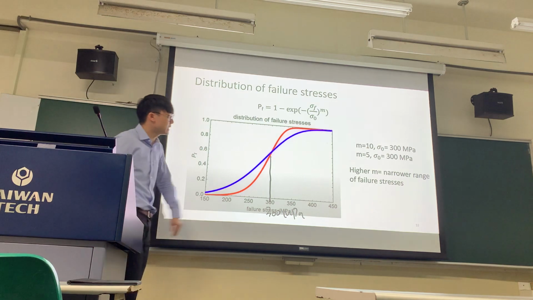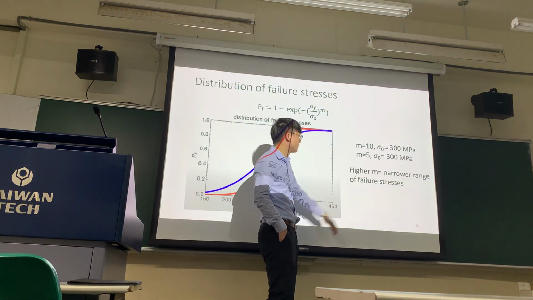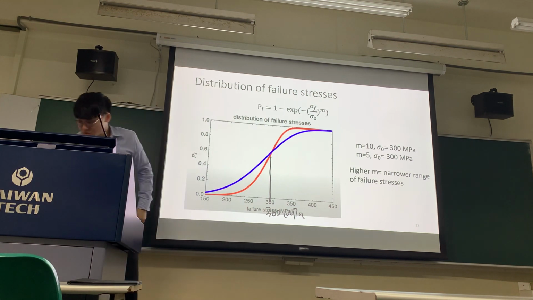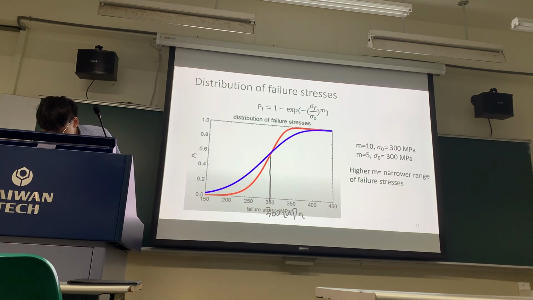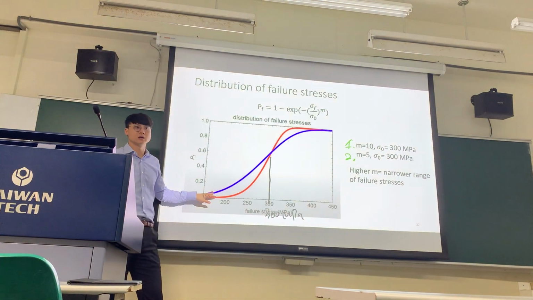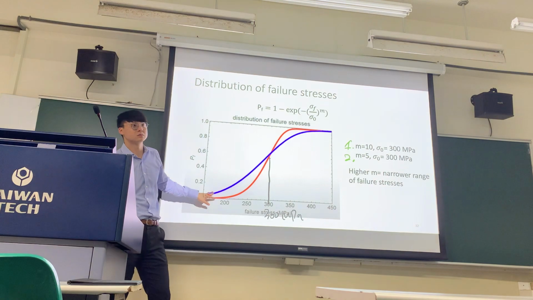So when you say higher n means a narrow range of failure stress. So you have data 1 and 2. For the blue line here, do you think it's 1 or 2? Is it data 1 or data 2?